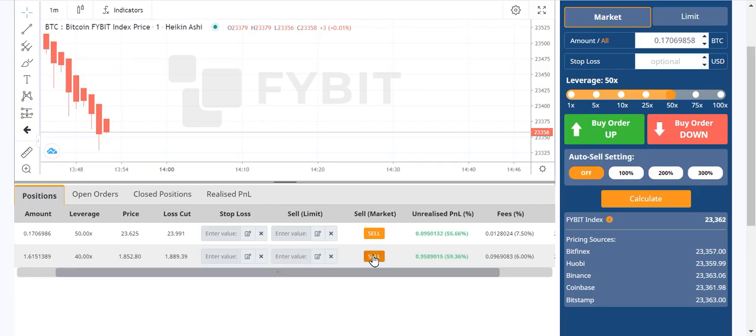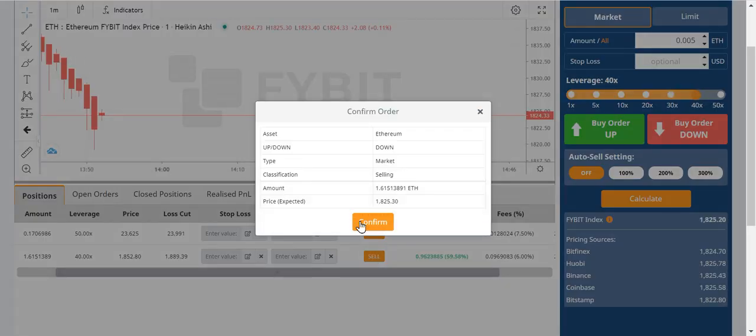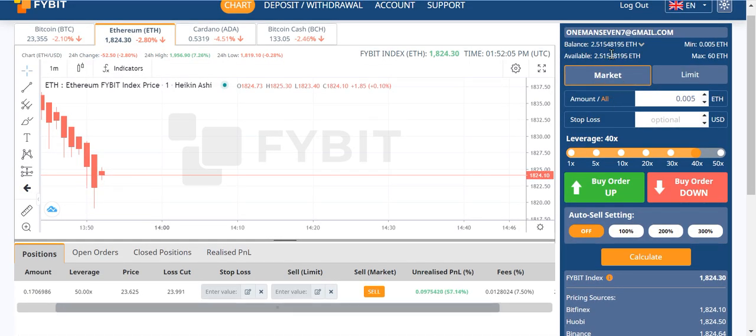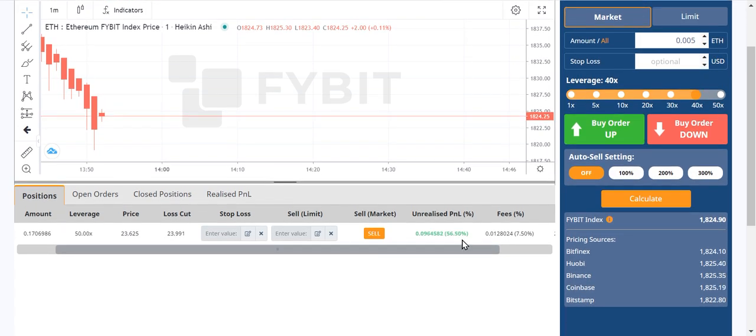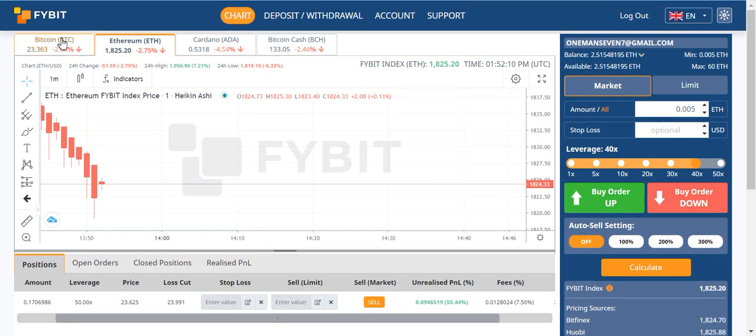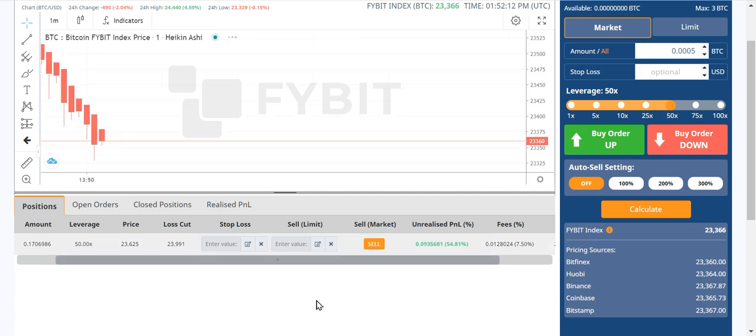61%. 59, take the money. This is right here. Boom, we just doubled our ETH almost. Let's check out the Bitcoin. We didn't have much Bitcoin, 0.17. Watching the profit.